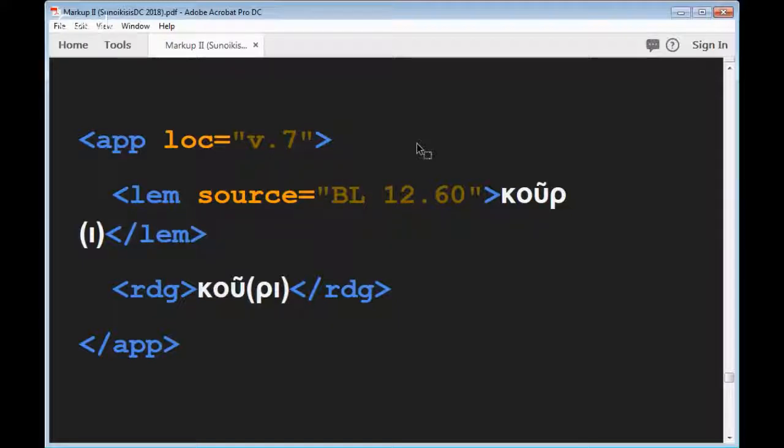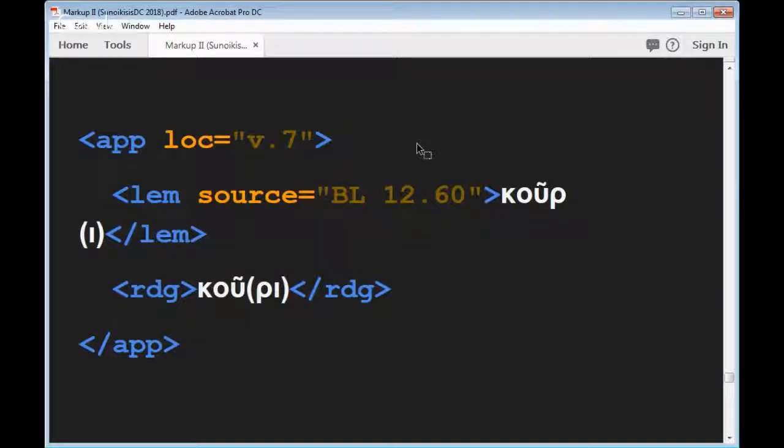If you can understand the semantics, you have the apparatus entry has a location, you have the lemma that has a source, you have a reading which could also have a source. In this case, it doesn't. That's why we have to guess that it means the editio princeps. But if we were fully responsible, we would say what the source is for the reading as well. And you have the two pieces of Greek in the middle of that.